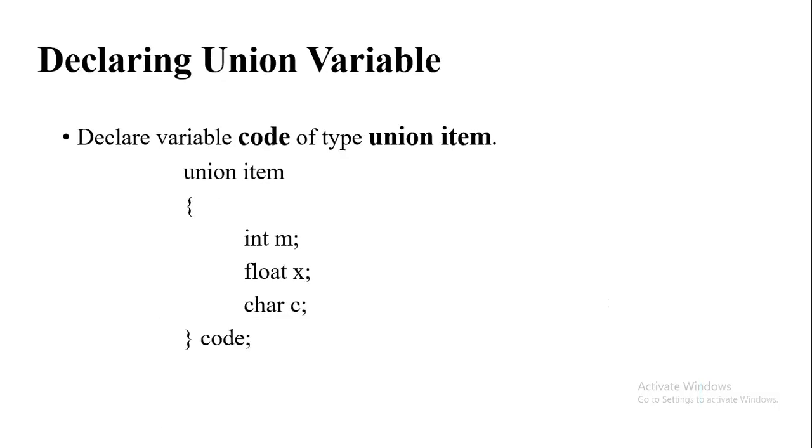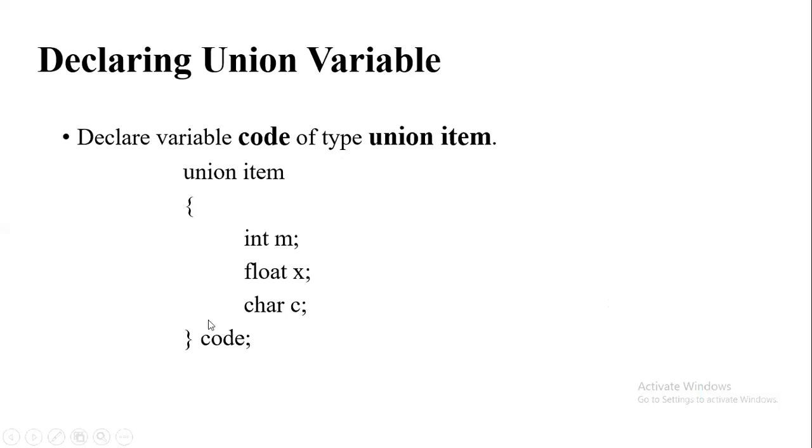If we have declared like this, int item and code is the variable of type union, code dot m will access the first element, code dot x will access the second element, code dot c will access the third element.